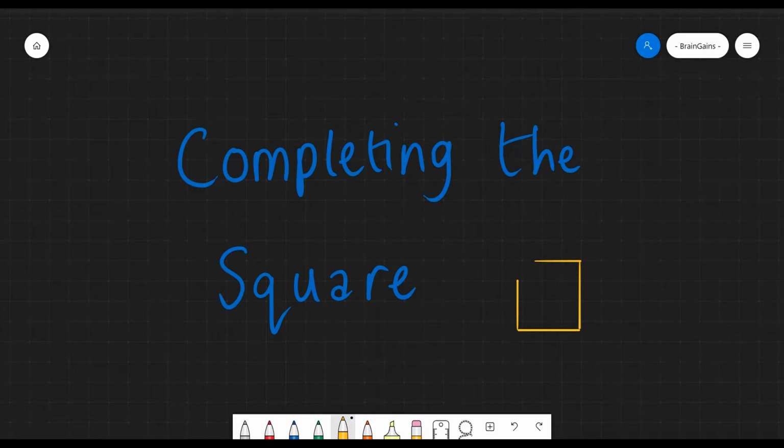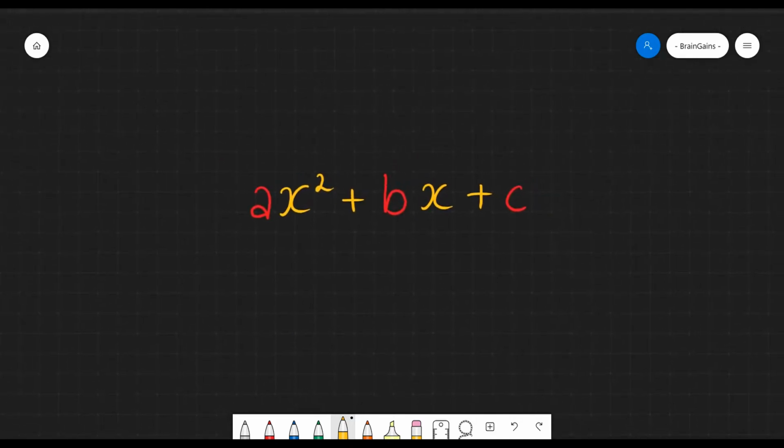Here we'll be looking at completing the square and the uses of completing the square. Now it's important to keep in mind that completing the square can only be done for quadratic expressions or quadratic equations. In other words, your equation or your expression should be in the form ax squared plus bx plus c, where a, b, and c are constants.